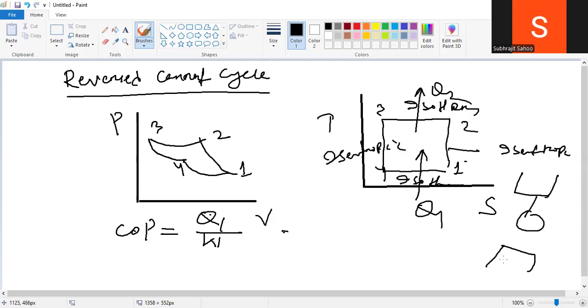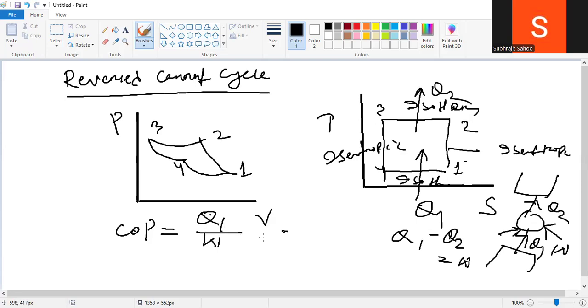Now if I convert it into a single block diagram, this is the machine and this is the diagram. So what will happen? W is given here, Q2, and here Q1. Applying first law, Q1 is there, Q2 is there, and W is there. Summation of heat equals summation of work. Now observe, Q1 enters the system, that means plus, and Q2 exits from the system, that is minus. Okay, Q1 minus Q2 equals W.